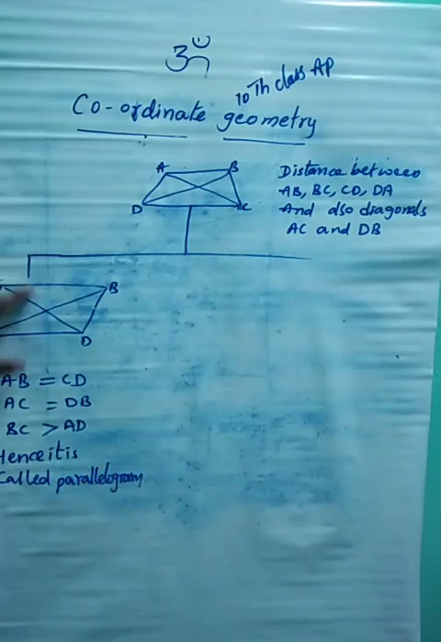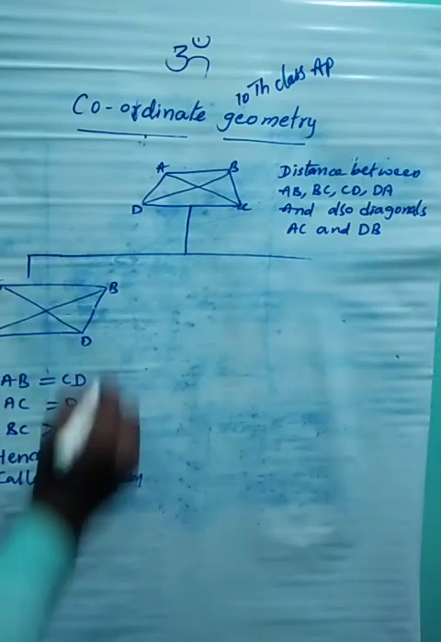Once again, observe: opposite sides are equal, AB and CD equal, AC and DB equal, and BC is the bigger diagonal than AD. So hence it is called a parallelogram. And taking one more.